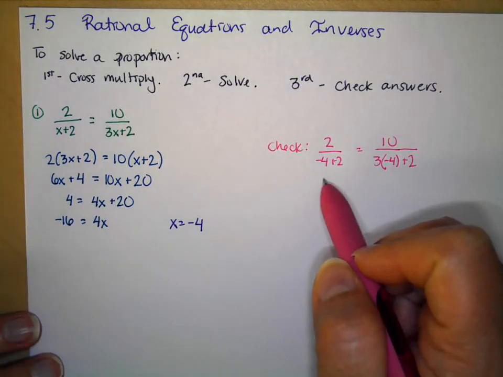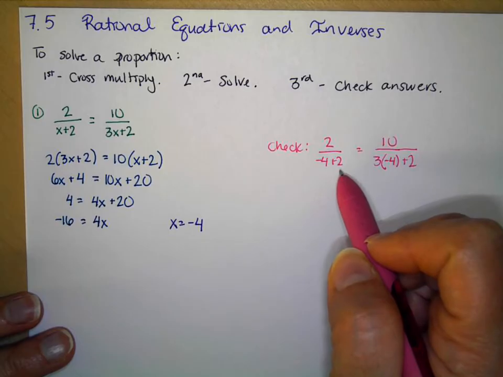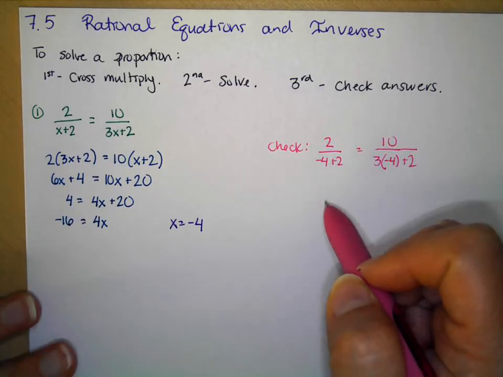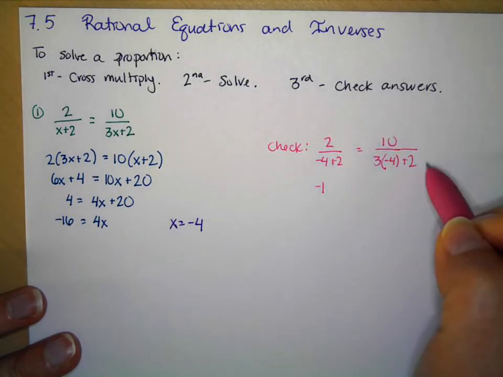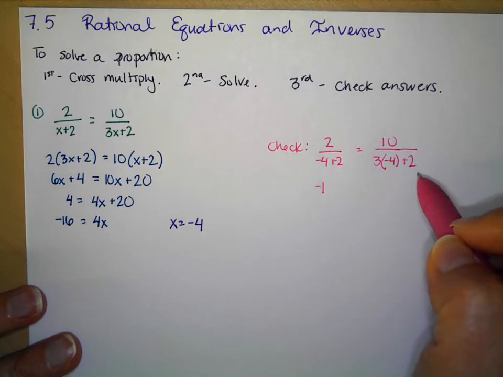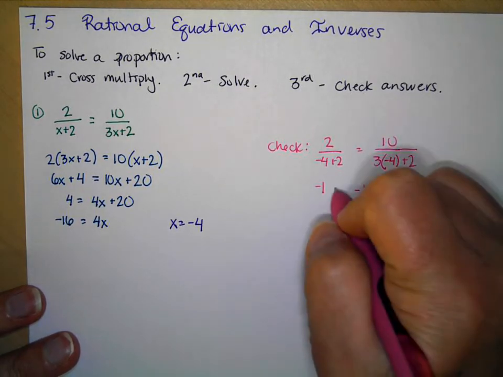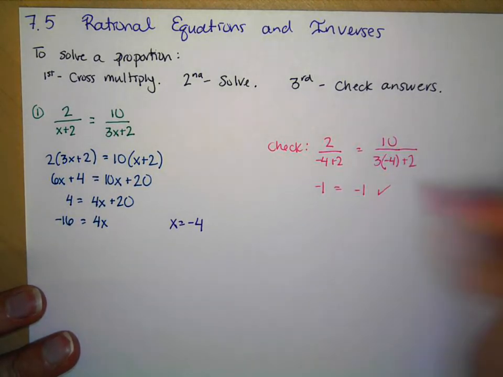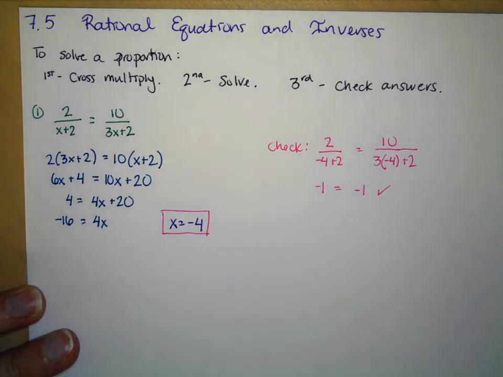So if I start by checking the left-hand side here, negative 4 plus 2 is negative 2, and 2 divided by negative 2 is negative 1. On the right side, 3 times negative 4 is negative 12. Negative 12 plus 2 is negative 10. And 10 divided by negative 10 is negative 1. The two sides are equal. We know this answer works. Our solution really is x equals negative 4.